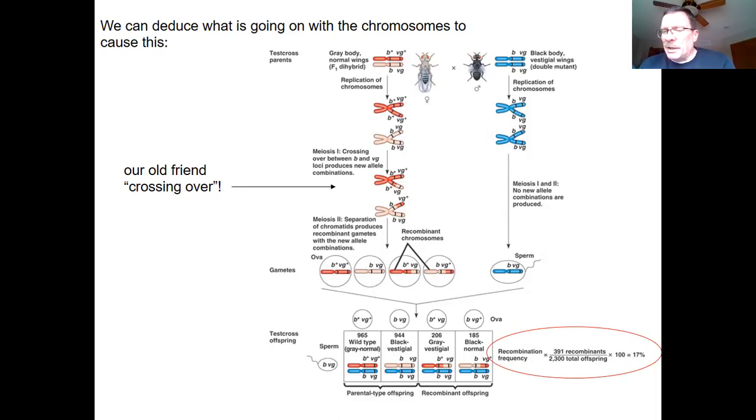And so what you can calculate is a recombinant frequency between the two genes. You take the sum total of the recombinants, in this case 206 and 185, and divide by the 2,300 total offspring to get that percentage. And what you see is a 17% recombinant frequency. So you didn't get 25% of each from independent assortment. You had 83% parental phenotypes and 17% recombinant.